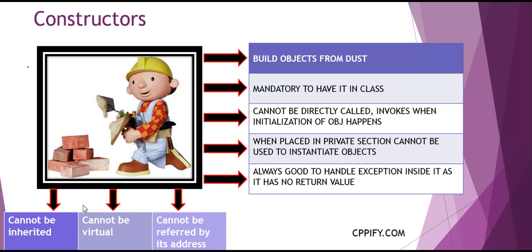So one more thing is, as you know, inheritance is where you inherit from your base class a derived class which has the properties and behavior of your base class. So you can inherit your derived class from the base class, but you cannot inherit its constructor, and it cannot be virtual also. A constructor cannot be a virtual constructor, that also we'll see in future videos. It cannot be referred to by its address, so you can't directly access a constructor with the address of the constructor.